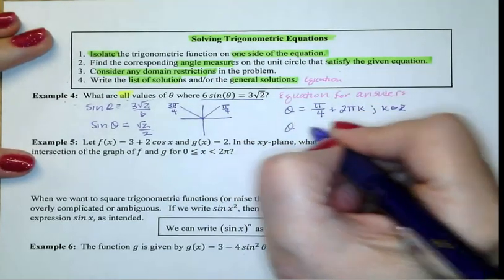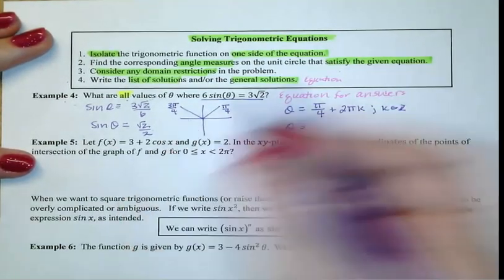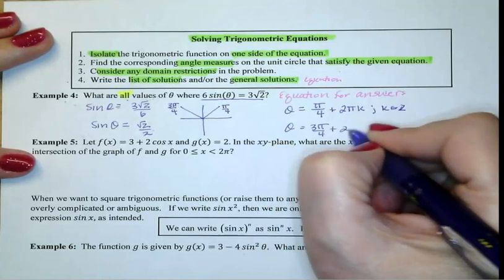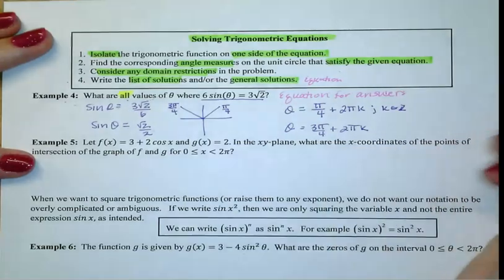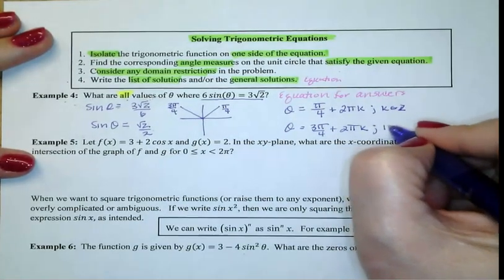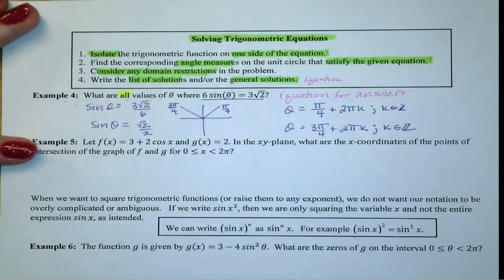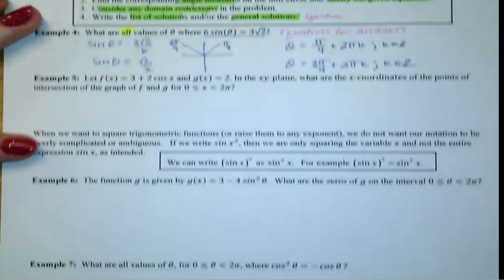And then the second solution is going to come from this angle over here, which is 3 pi over 4, plus 2 pi k for integer rotations, with k included in the set of integers. And so that's how you would solve an equation in the tangent functions or in any of the functions that look something like that. So isolate that variable and go from there.